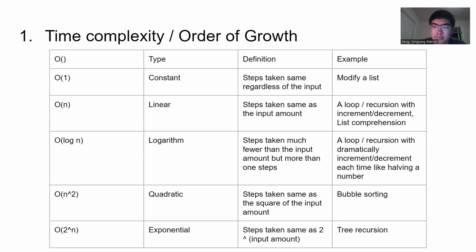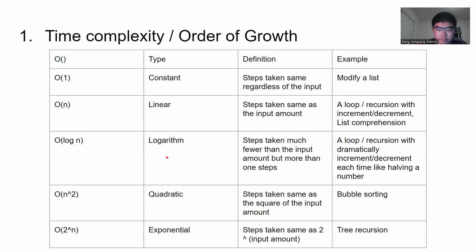Big O of n is called linear. So the steps will be proportional to your input amount. Suppose I input 100, I have 100 operations. Suppose I have 50 as input, I will have 50 operations. And the example is a loop or recursion that increments or decrements the input, like plus or minus 1 each time, or also a list comprehension.